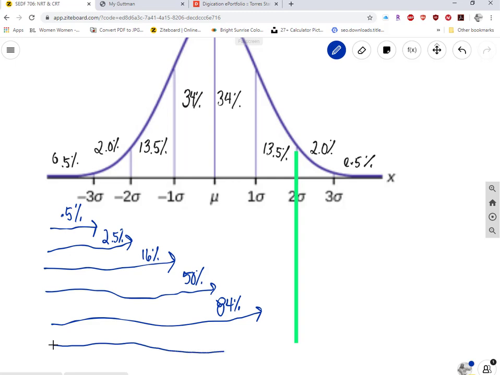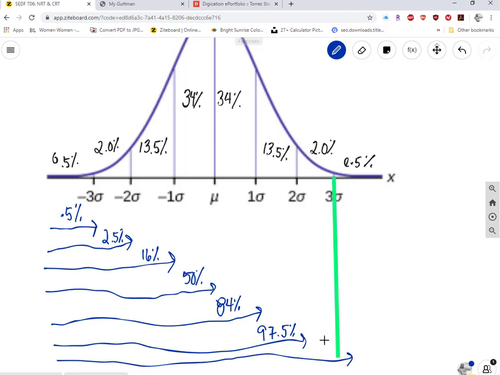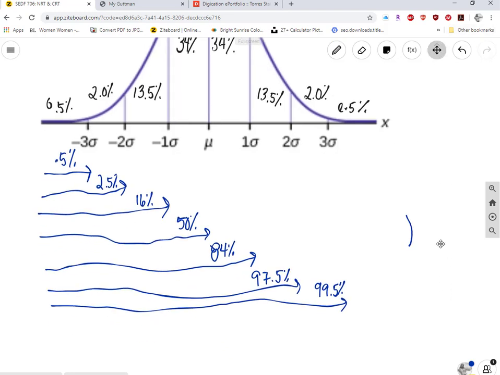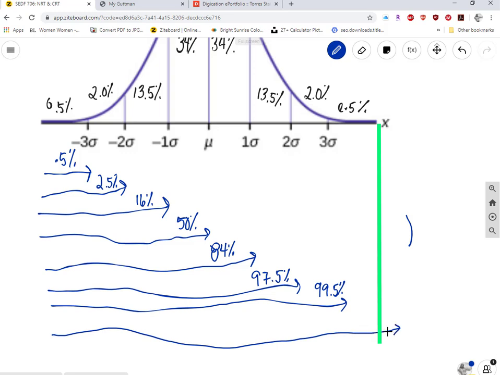Now I'm going to add an additional 13.5%, and I'm going to get 97.5%. I'm going to add the next standard deviation, and I get 99.5%. And then finally, I'm going to add that very last piece, which is 0.5%. And I get 100% of the curve.